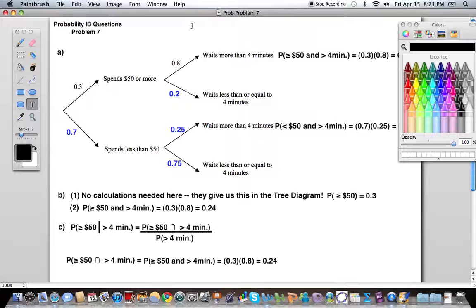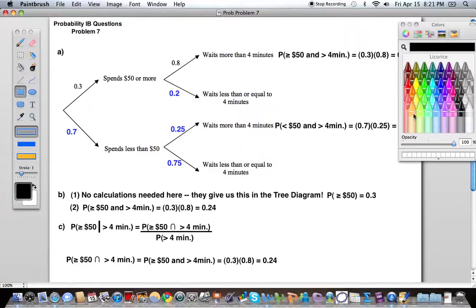In part A, it says, if a customer spends less than $50, the probability of them taking more than 4 minutes to be served is 0.25. Alright, let's think about this. So they're saying our customer is spending less than $50, then the probability that they're waiting more than 4 minutes, that's 0.25.